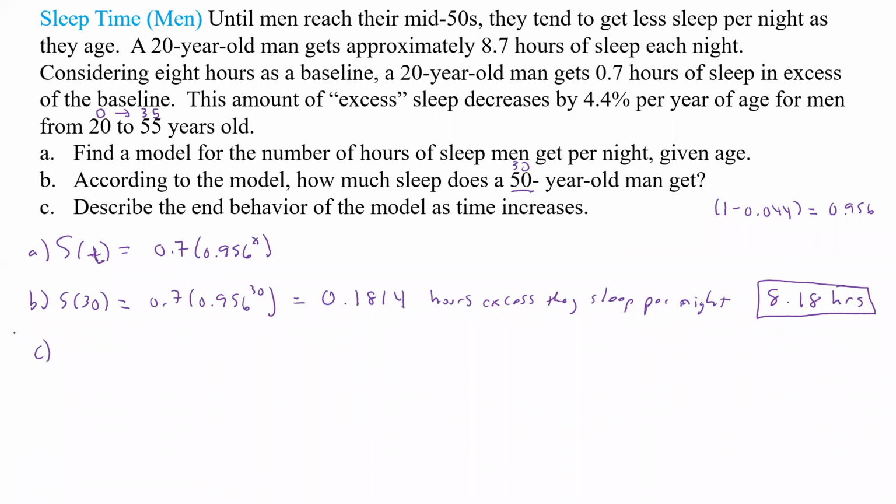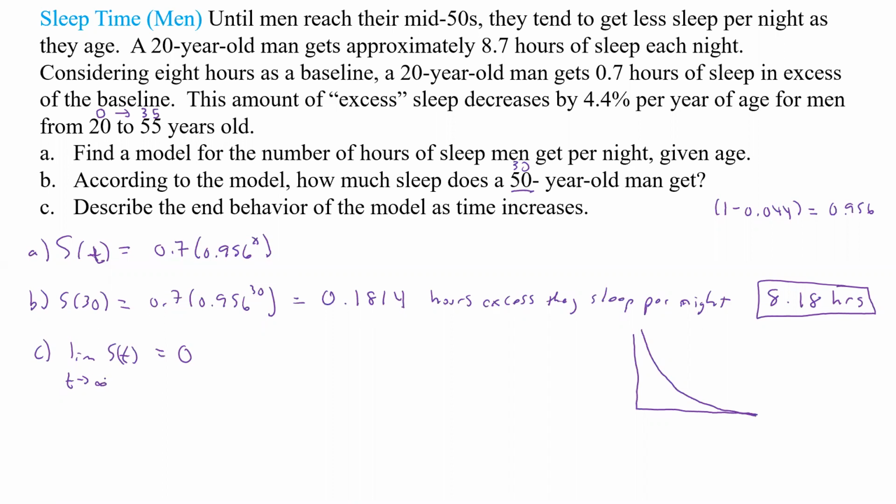Describe the end behavior of the model as time increases. Well, basically, as we get further and further along, those excess hours are going to go to zero because it's just going to keep going farther and further. Eventually, if you think about how the graph of decay looks, it's going to go down towards zero. So we could say the limit of S of t as t approaches infinity is equal to 0. That's going to take a while to get there. I don't know exactly how long it'll take, but it's going to get to 0 as we get closer and closer to infinity.